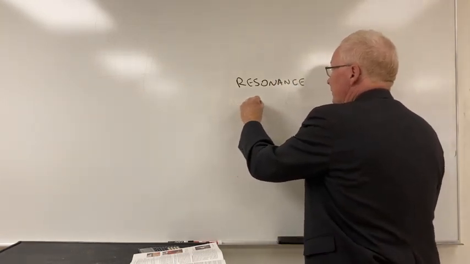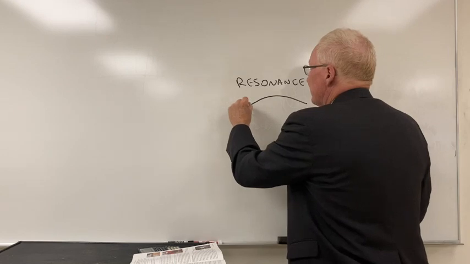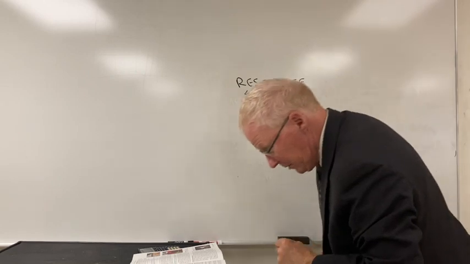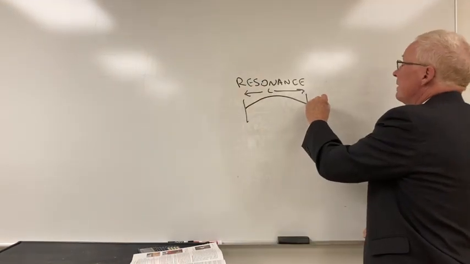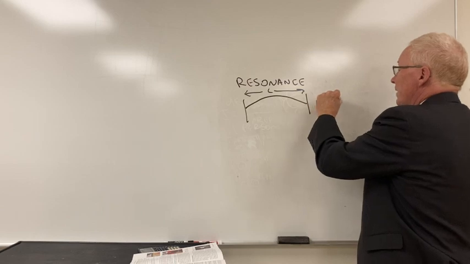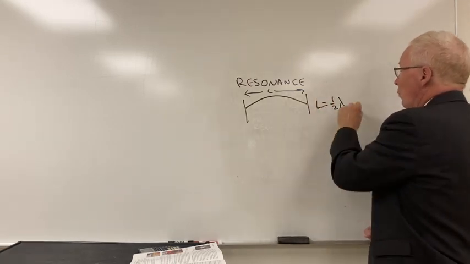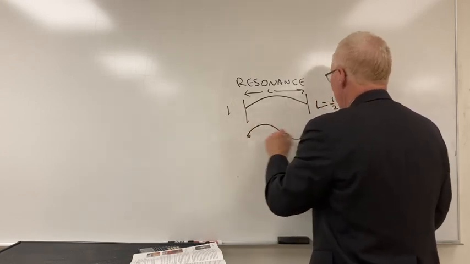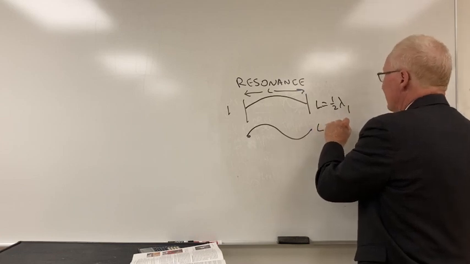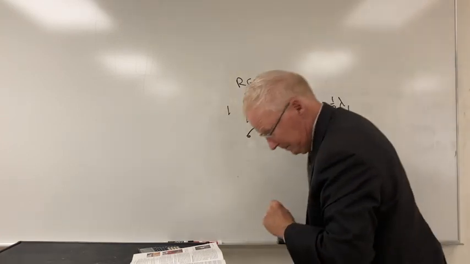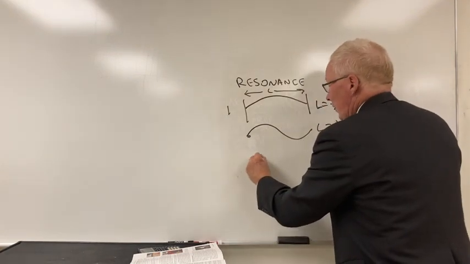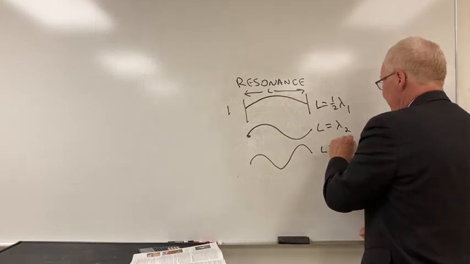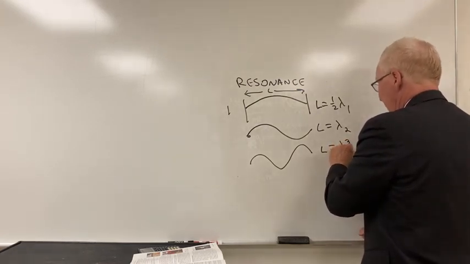All right, we begin with a standing wave like that. This is L, the fundamental, where the length L is 1/2 lambda 1. So this is what we call the fundamental. The next one does this, where L is lambda 2. And the third one does this, where L is 3/2 lambda 3.